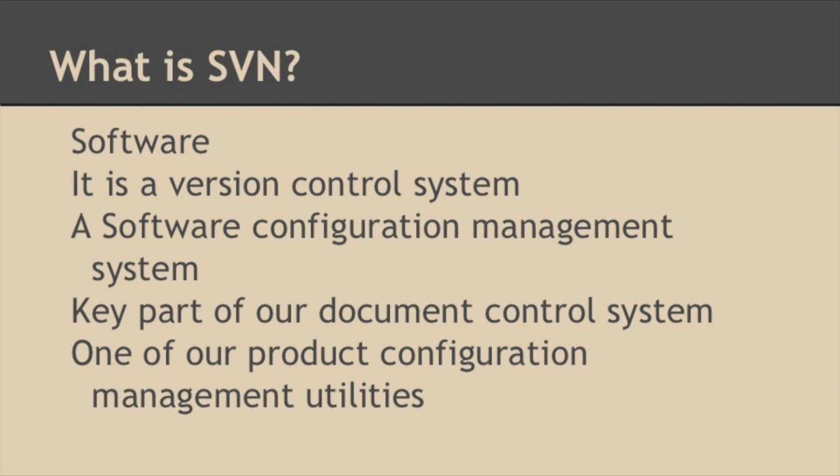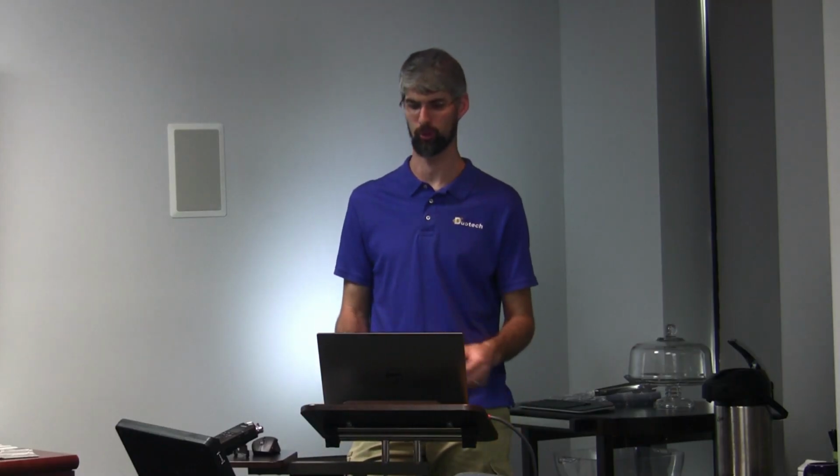So the tool that we're using is called Subversion, abbreviated SVN. It is a piece of software that is a version control system. It helps with software configuration management, that is, control of releases of software or other digital data in general. It's really the underpinning of our document control system and our configuration management. So SVN, the Subversion system, is pretty important to understand and be able to use.